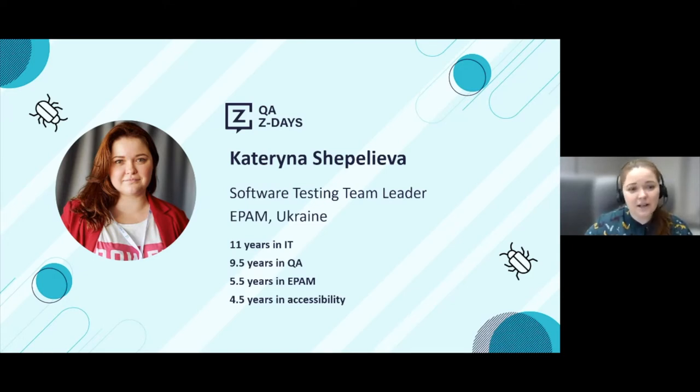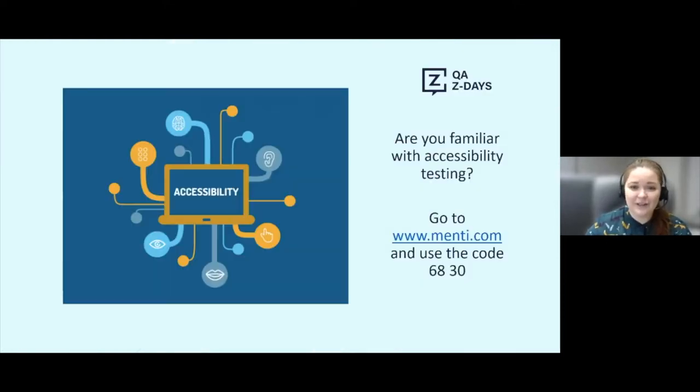Before we proceed, when I conduct talks in offline mode, I can ask people to raise their hands and answer my questions. But because this is an online event, this format is not really possible. So I would ask you to go to menti.com, use the code that you can see on the screen. It is 6830. Please answer the question: are you familiar with accessibility testing or not? There are four options and we will see the results. It would really help me to understand how deeply I should stop on some accessibility basics, or whether all of you are real experts already and I do not need to spend too much time on that part. So let's check how voting goes.